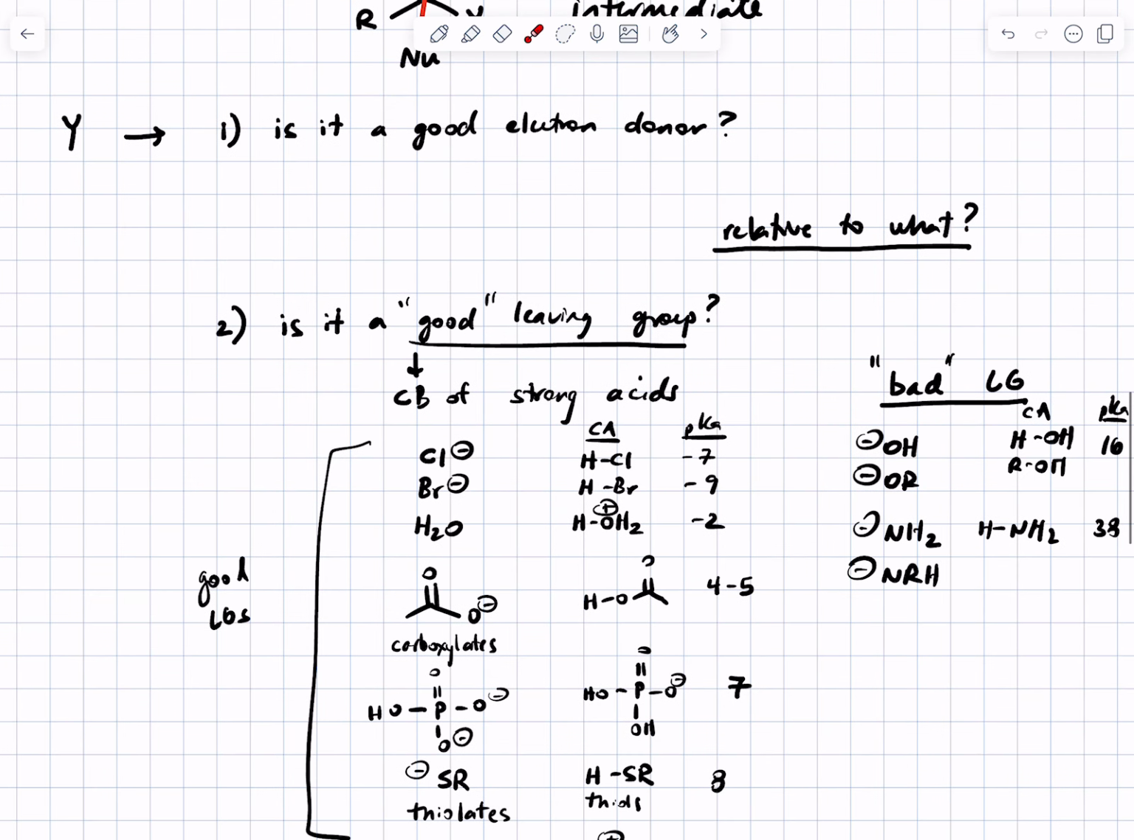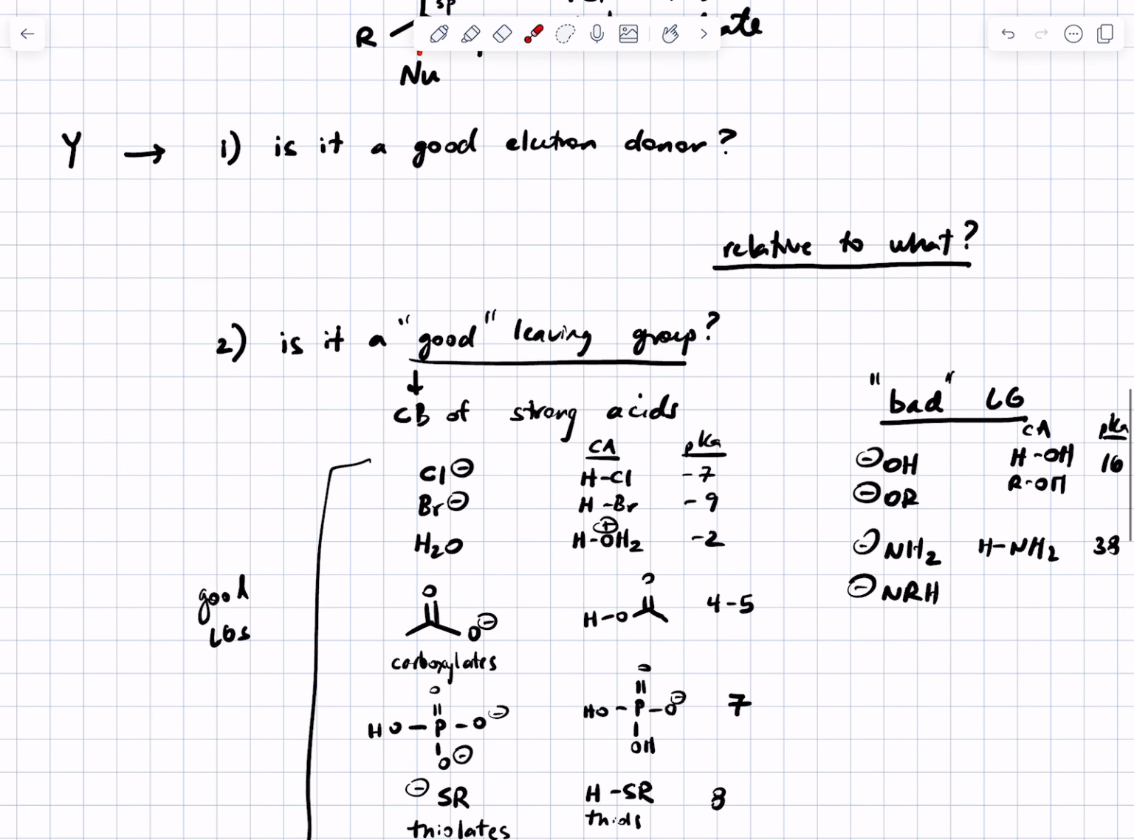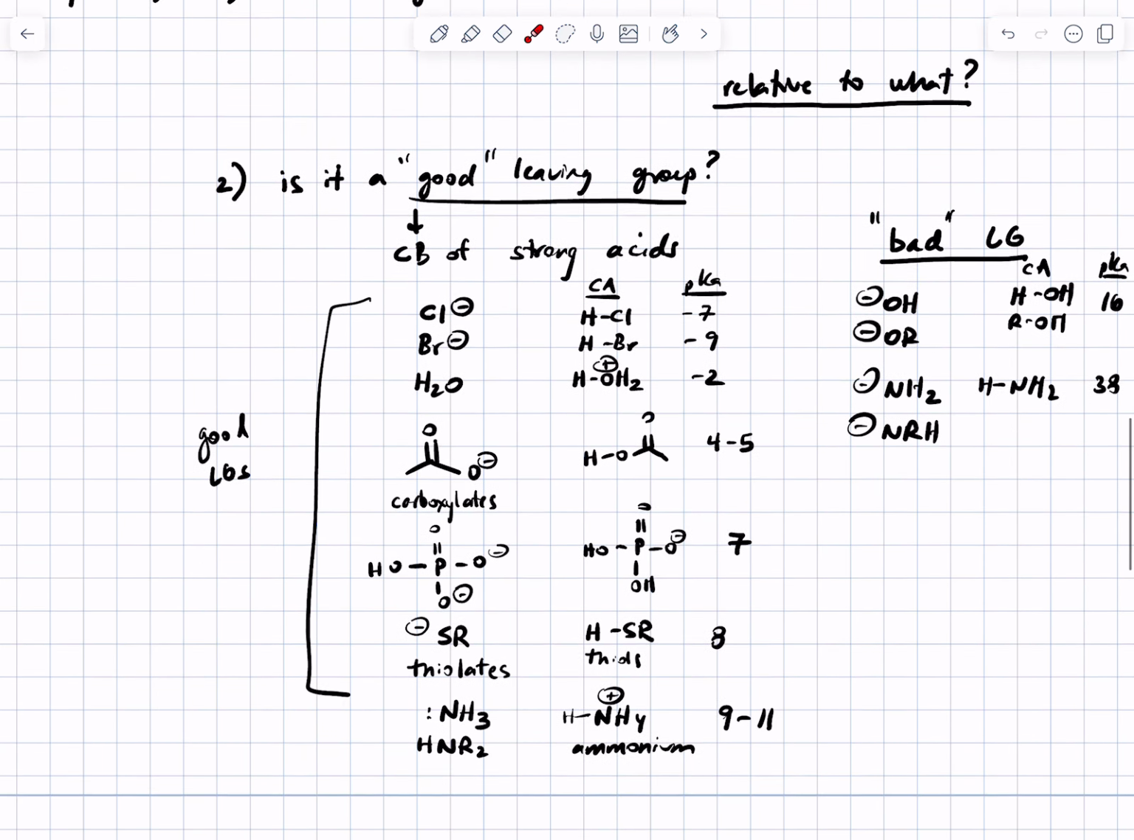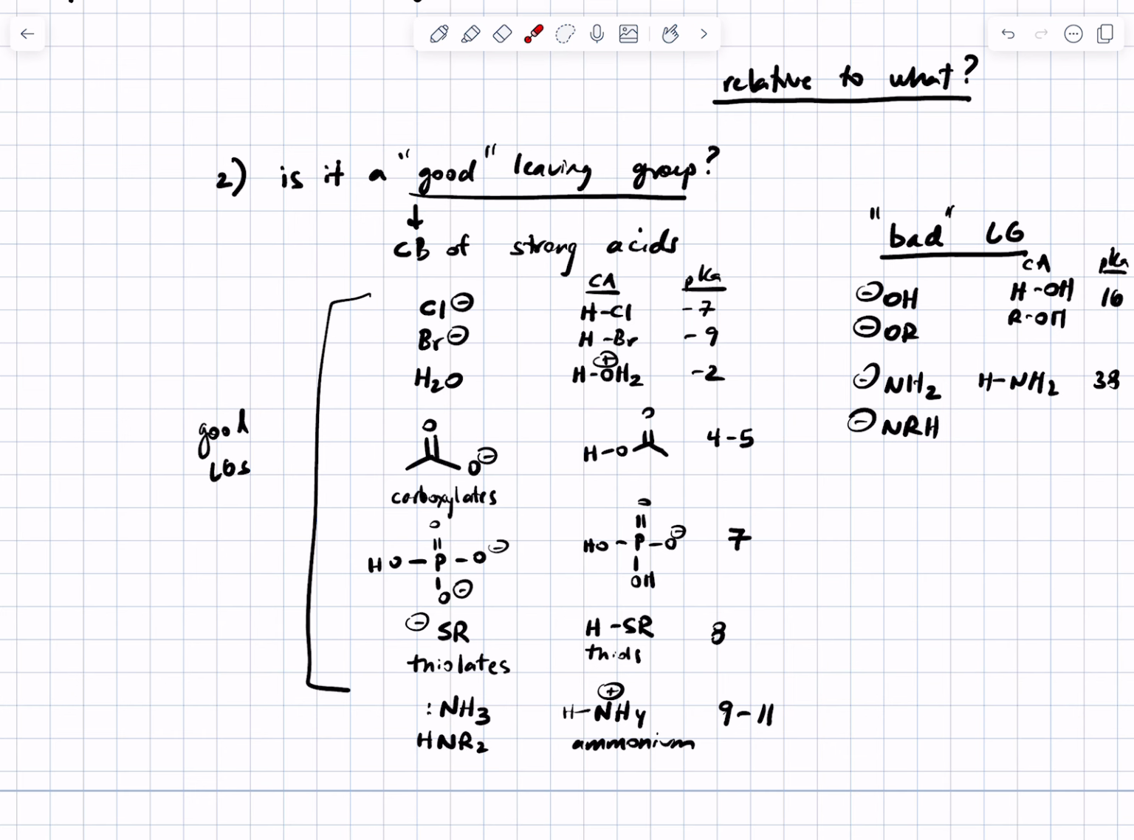Okay. Second is, I don't know why I started with number 1, is it a good electron donor, versus number 2, is it a good leaving group? Because we should have started with the leaving groups. So I'm saying second, we'll go back to number 1. Is it a good electron donor? It turns out that these things that we've identified as bad leaving groups are good electron donors. And the things that we've identified as good leaving groups are poorer electron donors.